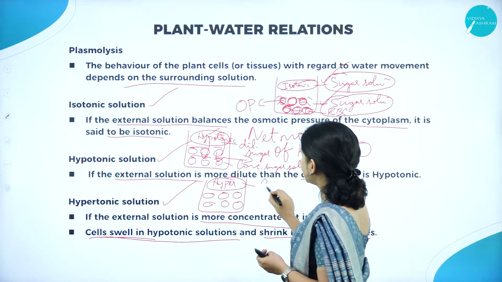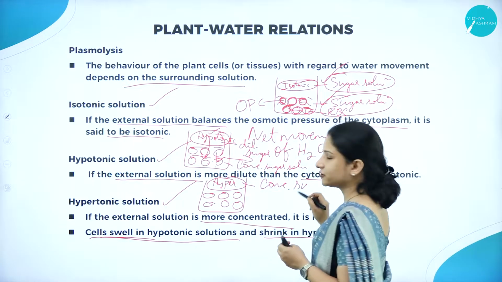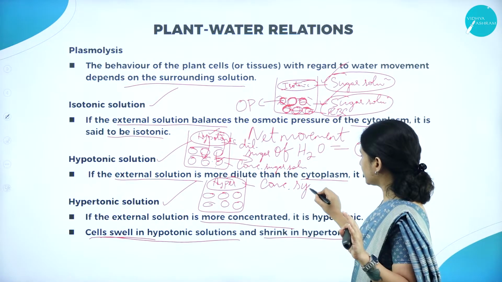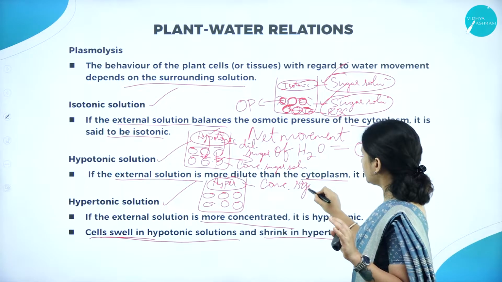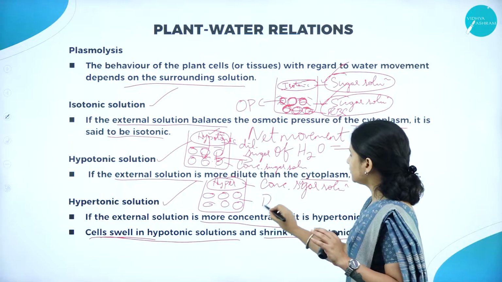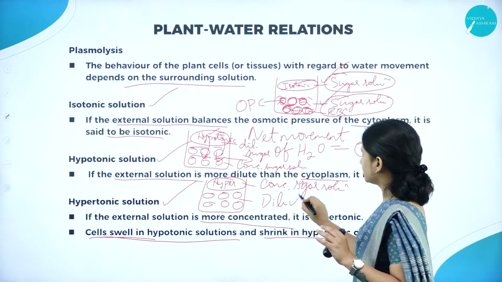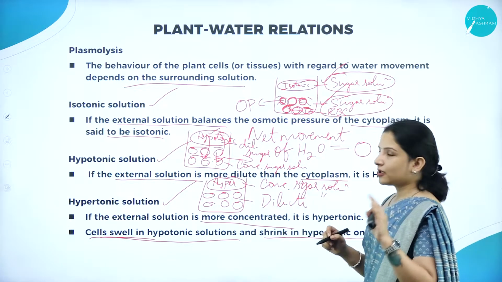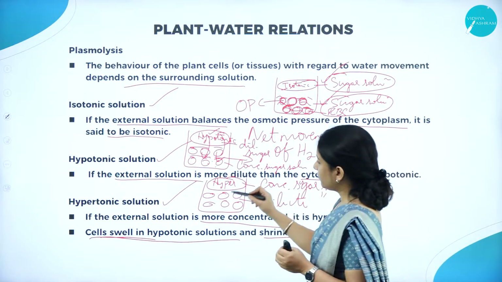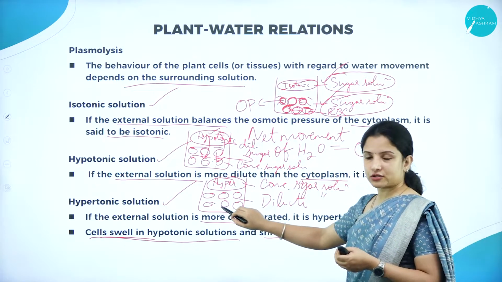Hyper means it has a concentrated solution. It is a concentrated solution. What example did I take here for a solute? It was concentrated sugar solution. Here it is dilute sugar solution. Now you have to tell me how the water will move. It will move from the region, here it is dilute sugar solution, right?